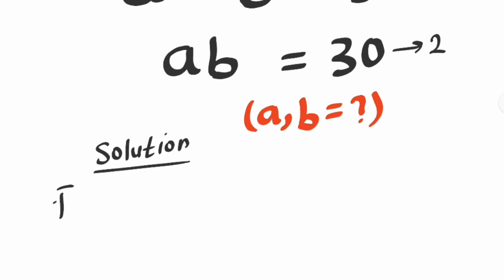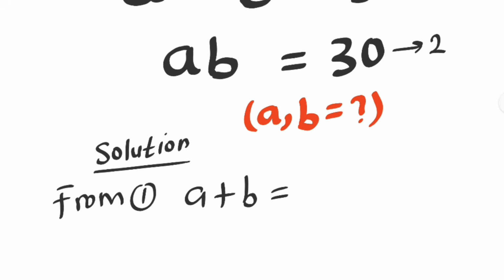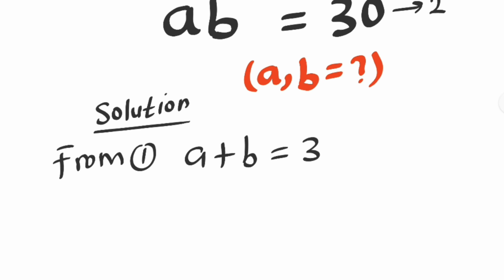From equation 1, a plus b is equal to 3. Now let us make b the subject of the formula. b is equal to 3 minus a. Let us call this equation 3.